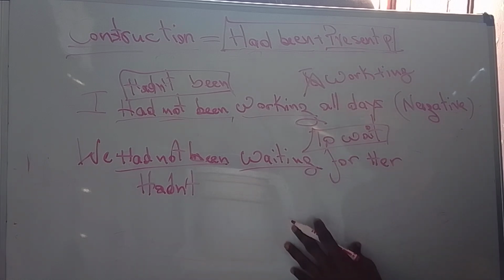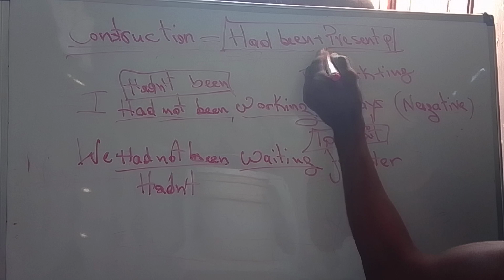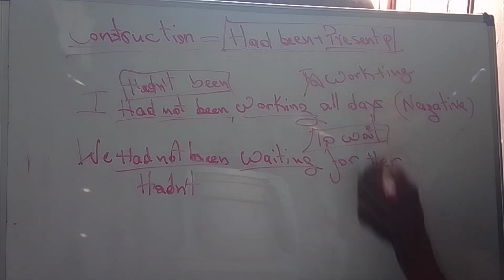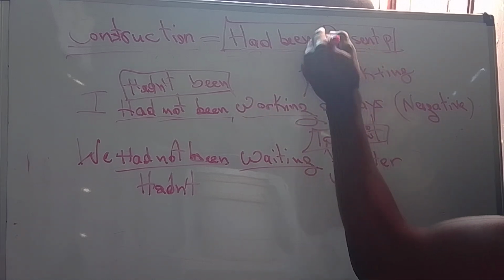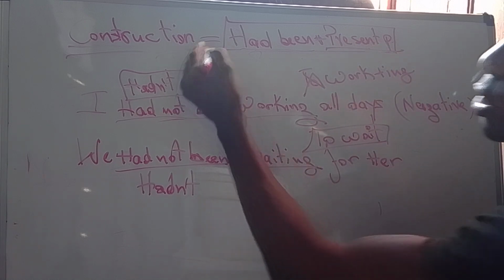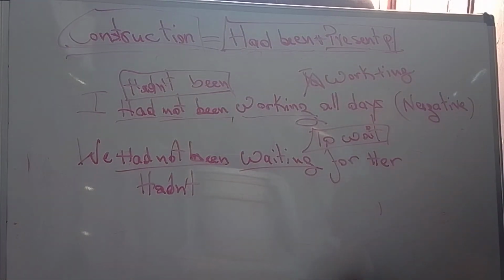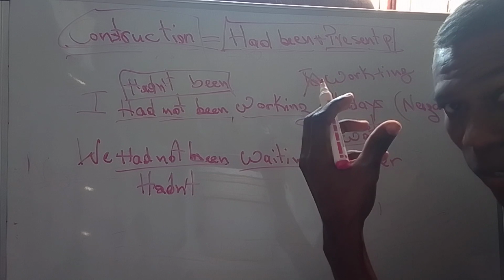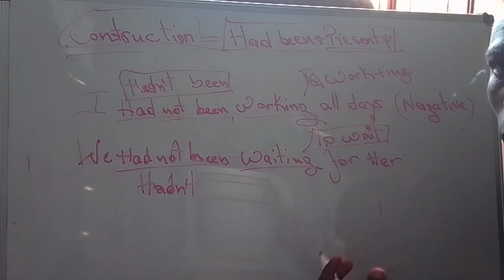Had been plus present participle. The present participle. Had been plus present participle. This is the construction right here. Use it. Keep it in your mind. Know it by heart. Okay? It is really important.